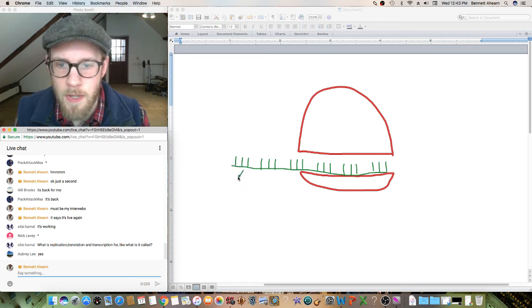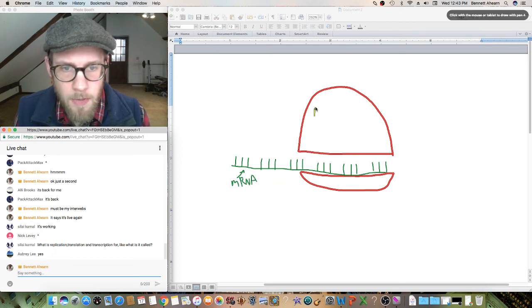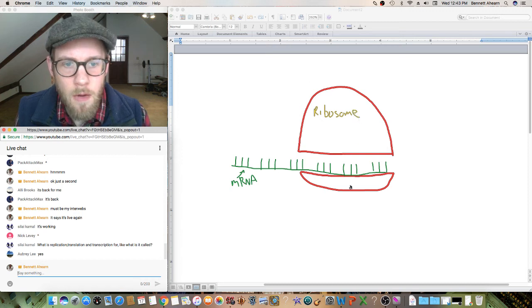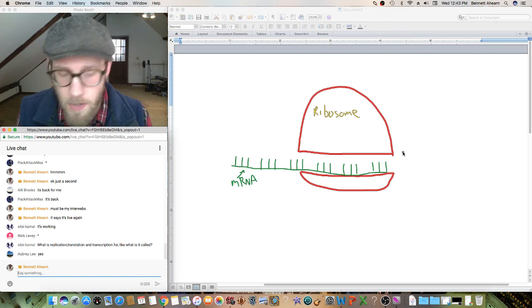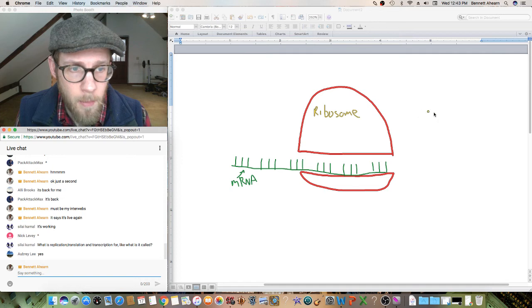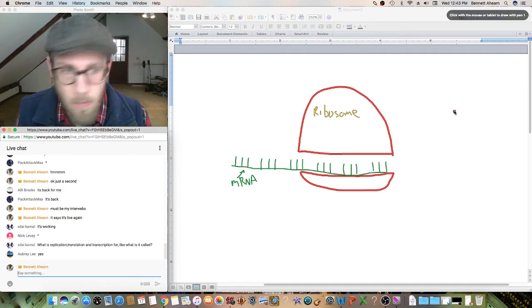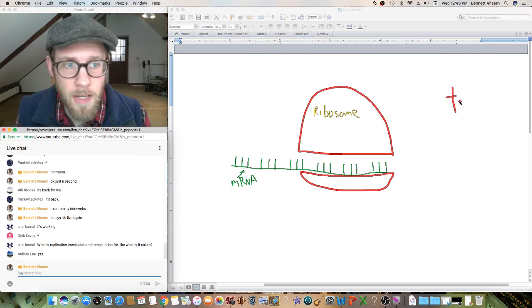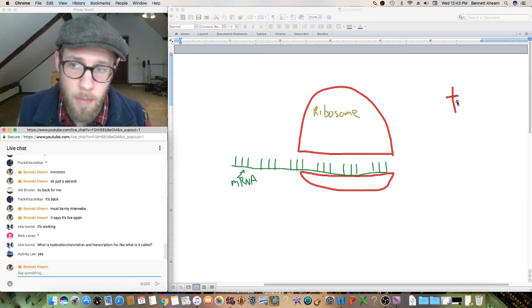Right? So this is my mRNA. And this is my ribosome. The ribosome is reading the mRNA strand, and here's how it knows what to do. If I were to draw a tRNA molecule, let's say here's a tRNA molecule floating around out here. It looks kind of like a T. If you see it on the test, remember, if it looks like a T, it's probably tRNA.